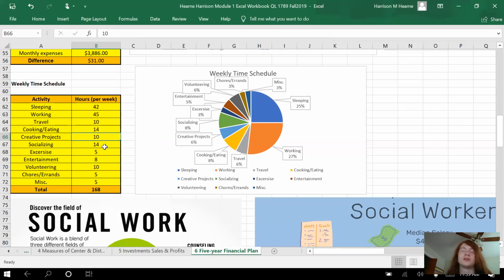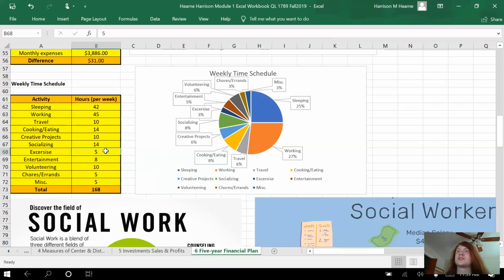I am a very creative person. I'm working on a lot of side art projects in my free time, so I give myself about 10 hours a week to work on creative projects, because a lack of creative fulfillment makes me less effective in general. I said about 14 hours a week socializing. You know, that's about 2 hours a day of socializing with friends or family.